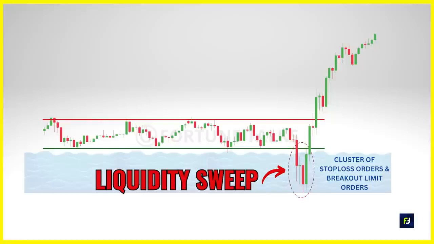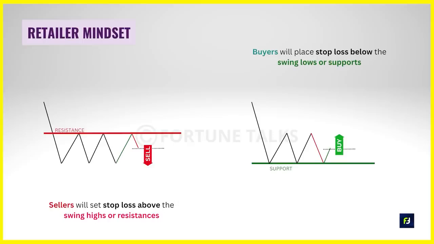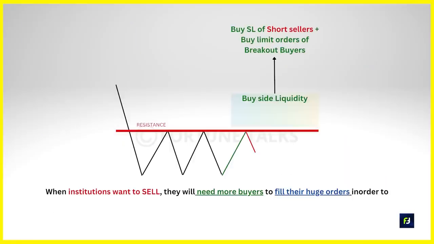And that is the reason why market prices move, and this is where the institutional funding candle comes into play, as it acts as a fishing worm of the smart money to grab retail traders' liquidity. Generally, from a retailer's point of view, the stop loss is placed above the swing high for a short trade position, and they will set their stop loss below the swing low for buy orders. Now, when institutions and big banks want to sell, they will need more buyers. It's obvious, right? So what will they do?